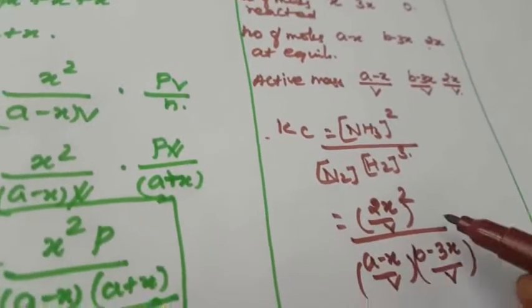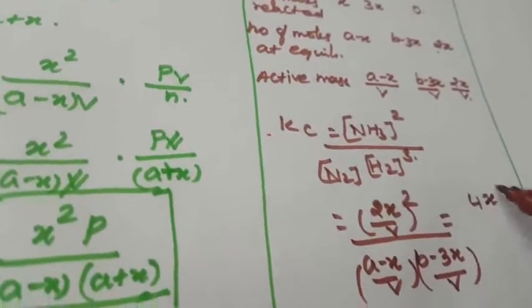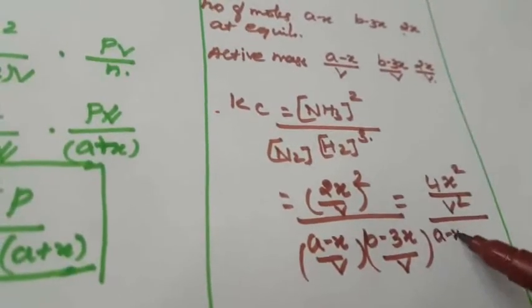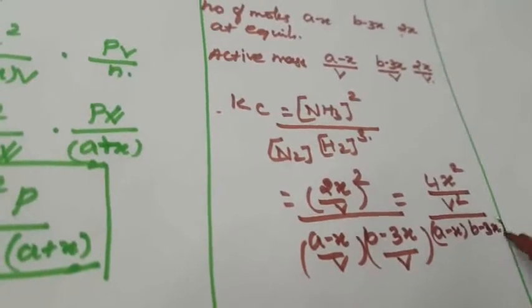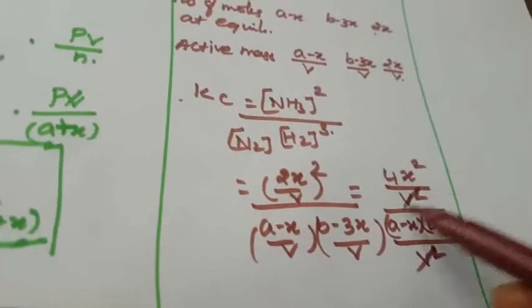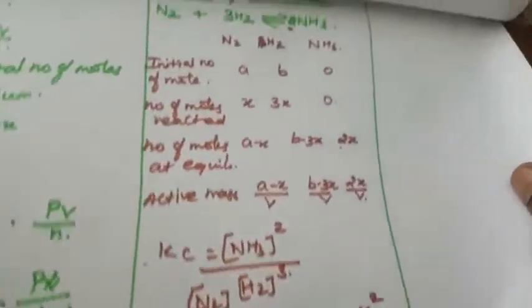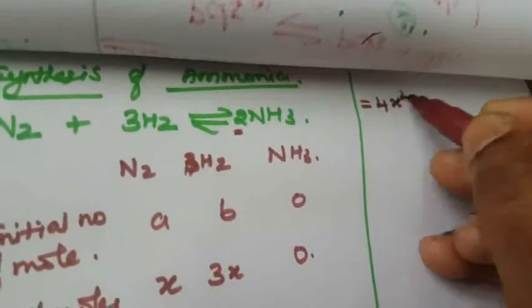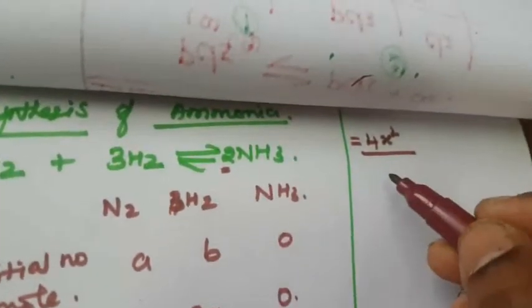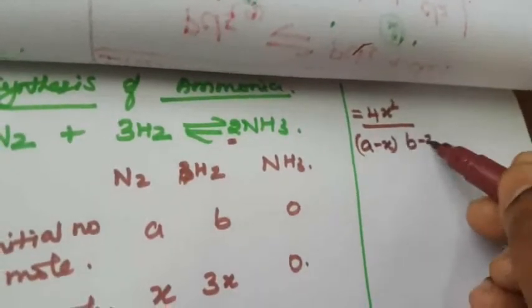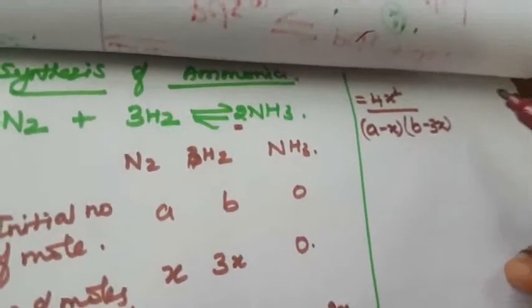Okay, you simplify that. 4x square by V square divided by A minus X, B minus 3x divided by V square. The V square cancels. The equation becomes equal to 4x square by A minus x into B minus 3x. Okay, so this is the Kc value.